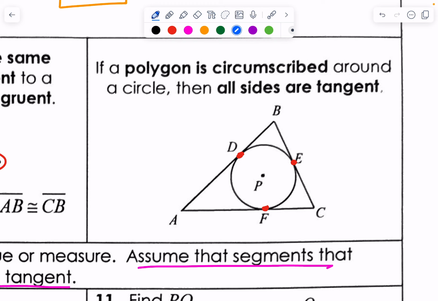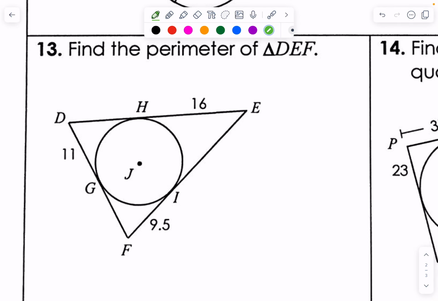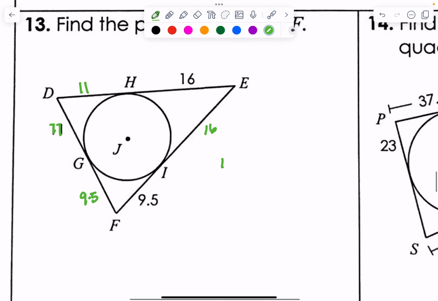If it's tangent, remember, that means that this side is congruent, these two sides are congruent, and these two sides are congruent. So when we go back down here, what that means for us is that if this is 16, so is this. And if this is 9.5, so is this. And if this is 11, then so is this. So then I can just add those all together. 16 plus 16 plus 9.5 plus 9.5 plus 11 plus 11, and that equals 73.